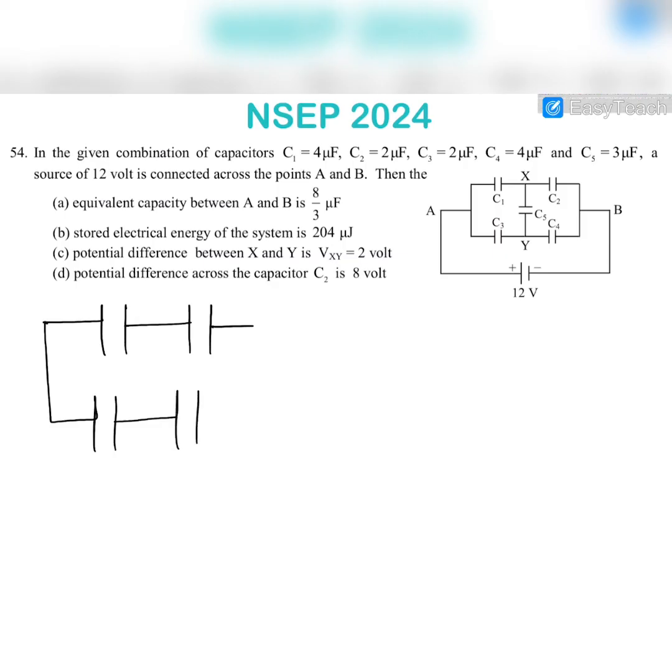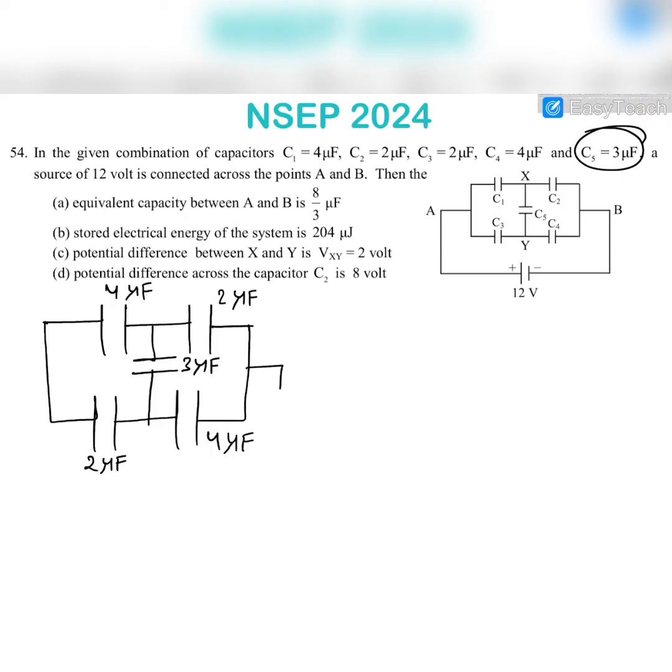First of all, let us draw the circuit and see whether it is a Wheatstone bridge or not. So this is 4 microfarad, C3 is 2 microfarad, C2 is 2 microfarad, C4 is 4 microfarad, and C5 is 3 microfarad. Although this is a Wheatstone bridge, it is not balanced, so we cannot apply that analogy directly.